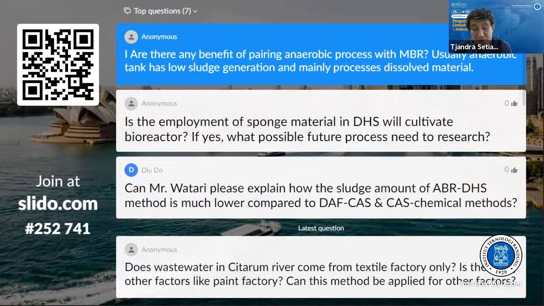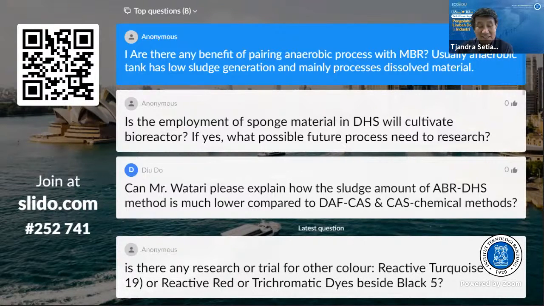There are a lot of publications on that subject, and it's true that the anaerobic membrane bioreactor is more for dissolved substances. I don't know, Dr. Watari, do you have experience with the anaerobic MBR? If you have, you may.